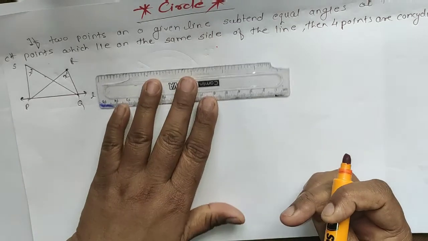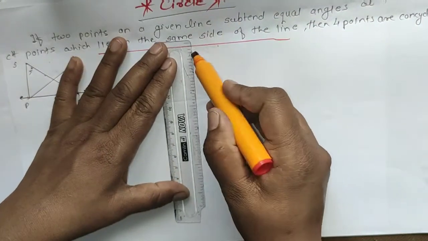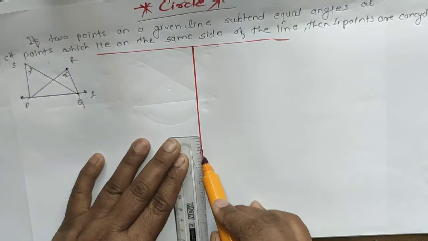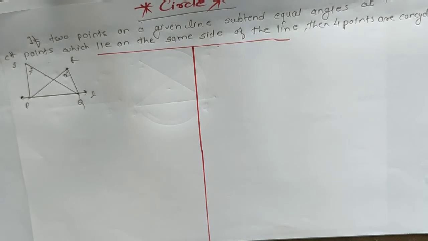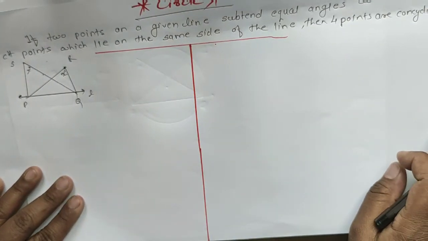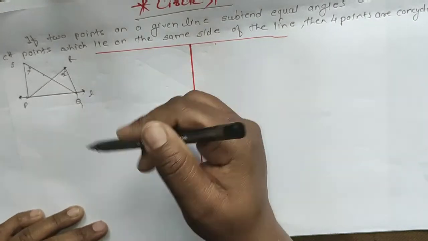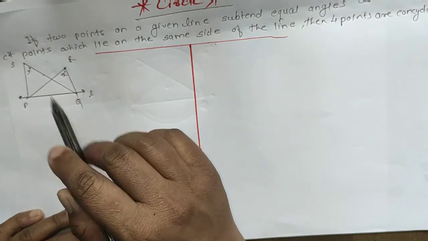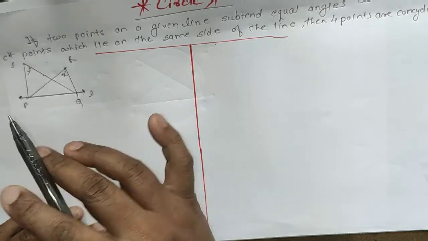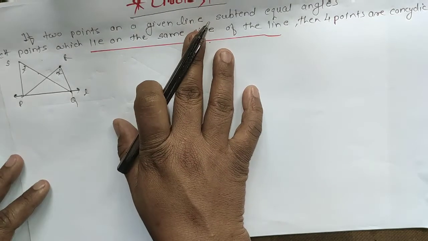So first of all, we will see this is an indirect proof. So whatever is given, we have to take as false, and then we have to show that the conditions we are considering are wrong. So the condition which is given in the theorem is correct.